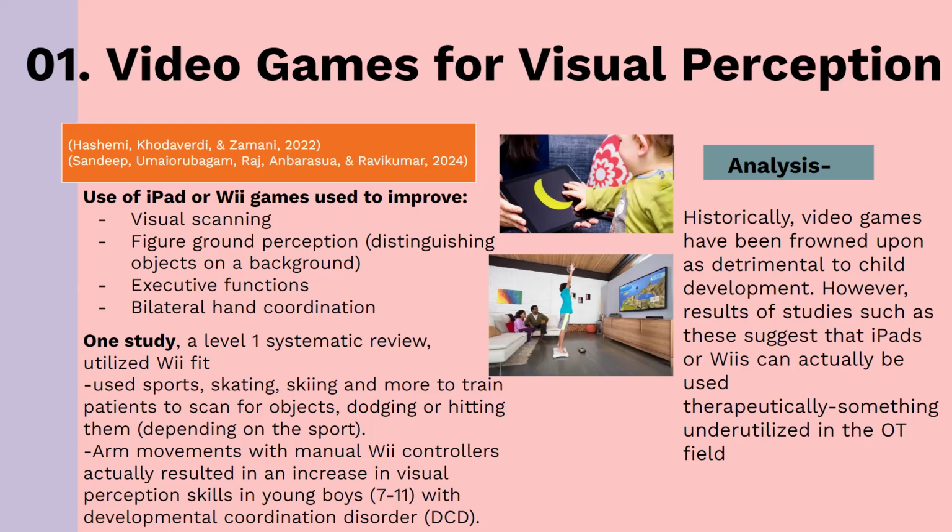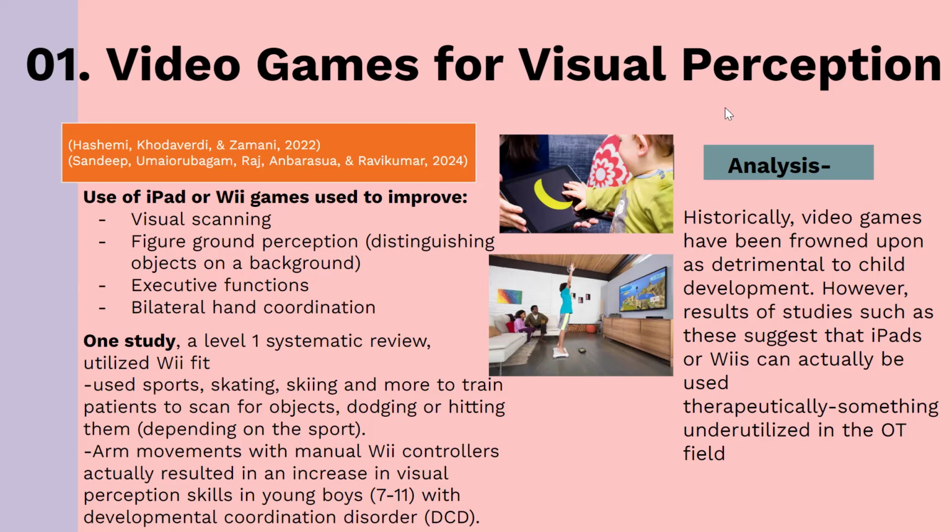So this helped promote figure ground perception as well, and it just helped promote the visual awareness and scanning of their visual fields. Also, with handheld controllers, specifically with consoles like the Wii, arm movements actually resulted in an increase in visual perception skills. These boys were aged 7 to 11 years old, and had a diagnosis of developmental coordination disorder, or DCD, and their post tests actually revealed a significant increase in visual skills after they got this intervention of Wii Fit.